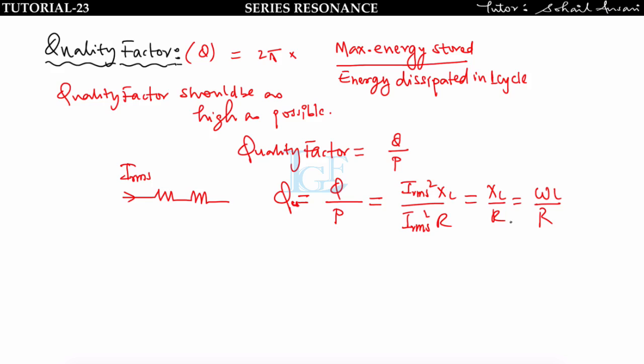There is also one term known as dissipation factor. What does dissipation factor mean? The dissipation factor is nothing but 1 upon quality factor. It means how much energy is dissipated in one cycle with respect to how much energy is stored. Now let us find the quality factor of each and every series circuit.